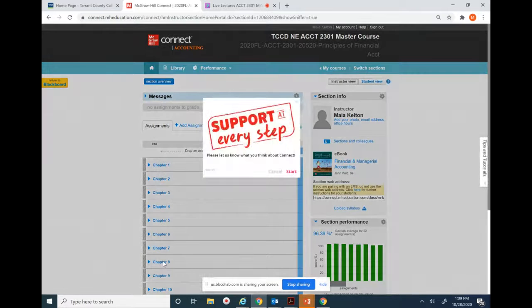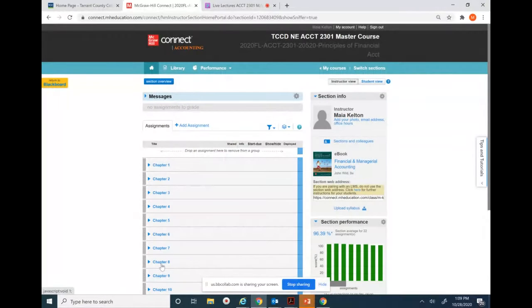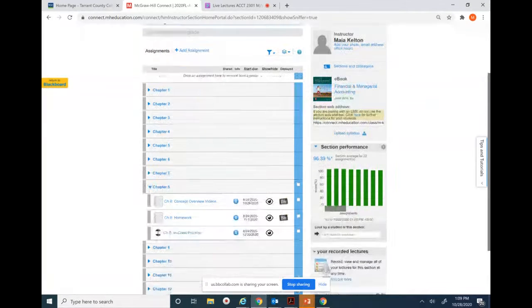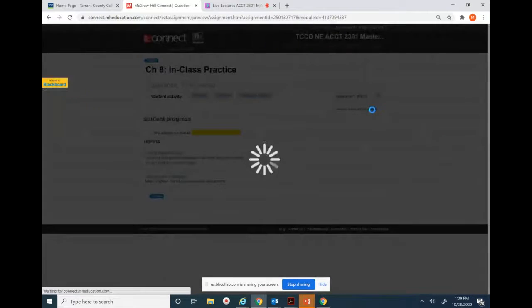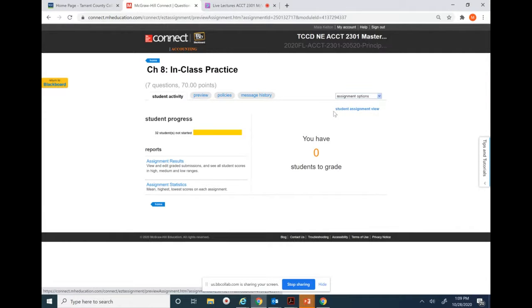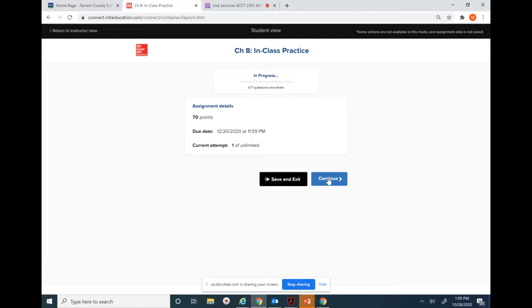So we're working chapter 8. Let's get rid of this. So chapter 8, and I'm going to look at the in-class practice problems, which is right here. I'll be working those as a student. So let's find the problem that deals with calculating the acquisition cost of an asset.